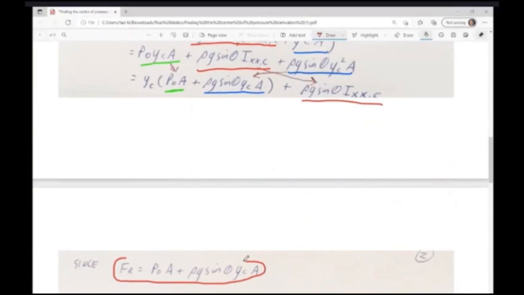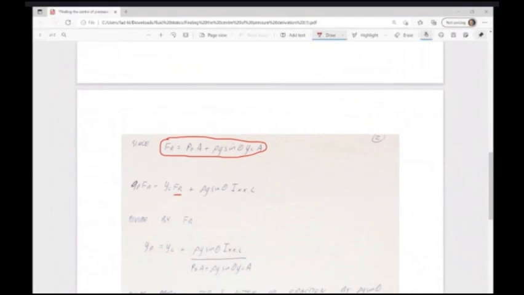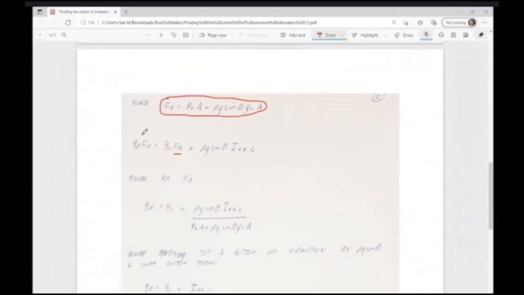Okay, so let me zoom out a little bit. So we've taken this equation here. Instead of writing this bracket here, I've just put in FR, plus rho g sine theta Ixx around the centroid. So that's how we would then get to this equation here.